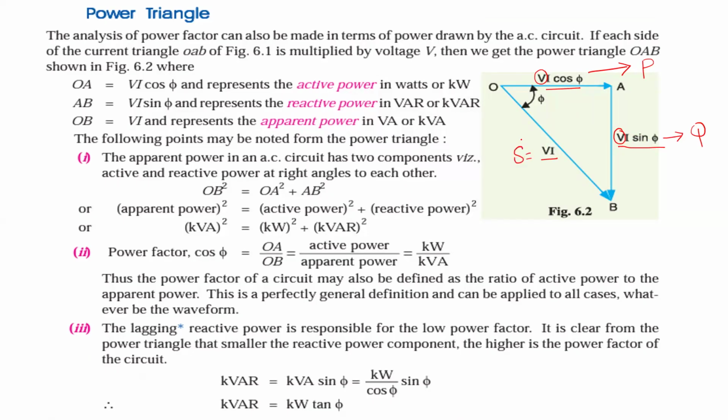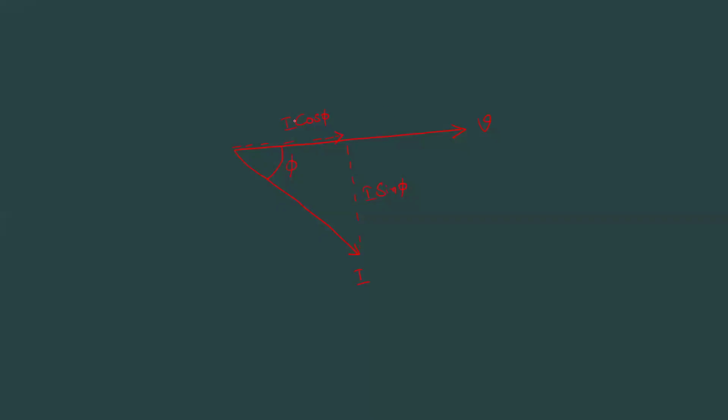Three types of powers here. Just remember the names: VI cos phi is called active power P, VI sin phi is called reactive power Q, and VI is called total power S. From that, can you evaluate the value of cos phi? It's the ratio of P by S. This is a formula you have to remember: P by S. Don't neglect the units: for active power, kilowatts; for reactive power, kilovolt ampere reactive; and for total power, kilovolt amperes.